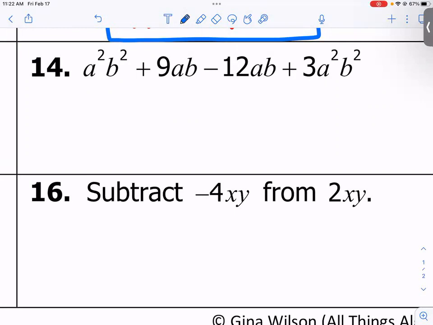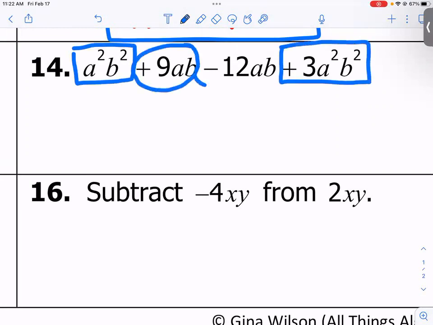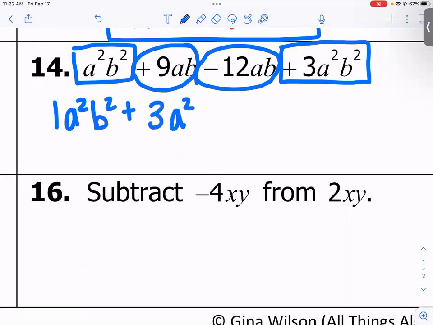How many groups of like terms do we have? We have two groups. We have our a squared, b squareds, and we have our ABs. Okay. So I'm going to write 1a squared b squared plus 3a squared b squared. Those are my boxes. What do we get? We get 4a squared b squared. Remember, our variables and their exponents have to stay the same. We just add the coefficient in front. We add the number in front.